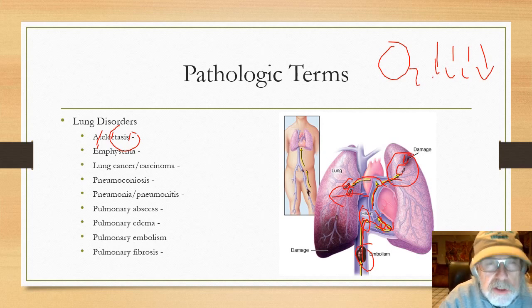Pulmonary fibrosis. Pulmonary fibrosis is a situation where, and a lot of things could cause it, it could be chemicals that people inhale, it could be irritants that people inhale, all kinds of things. It could be certain illnesses that will cause this. And what it does is it causes the lungs to become very scarred.